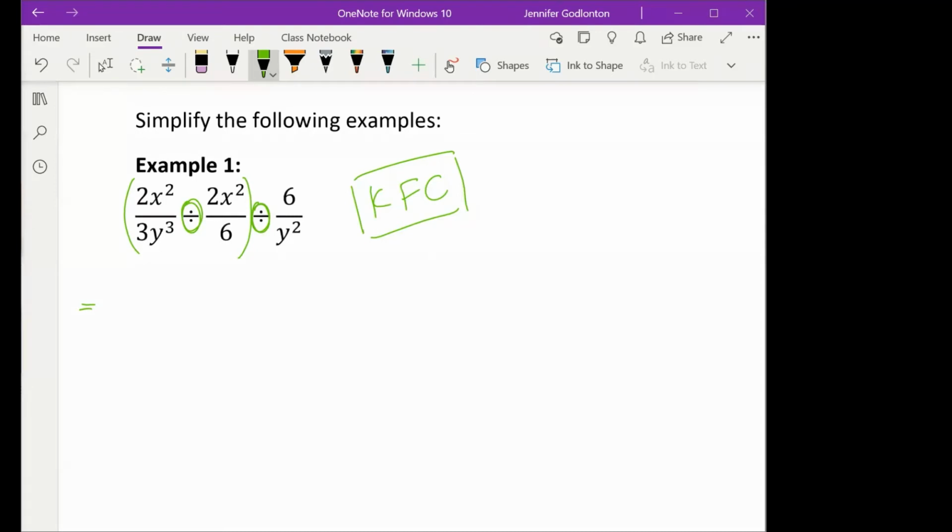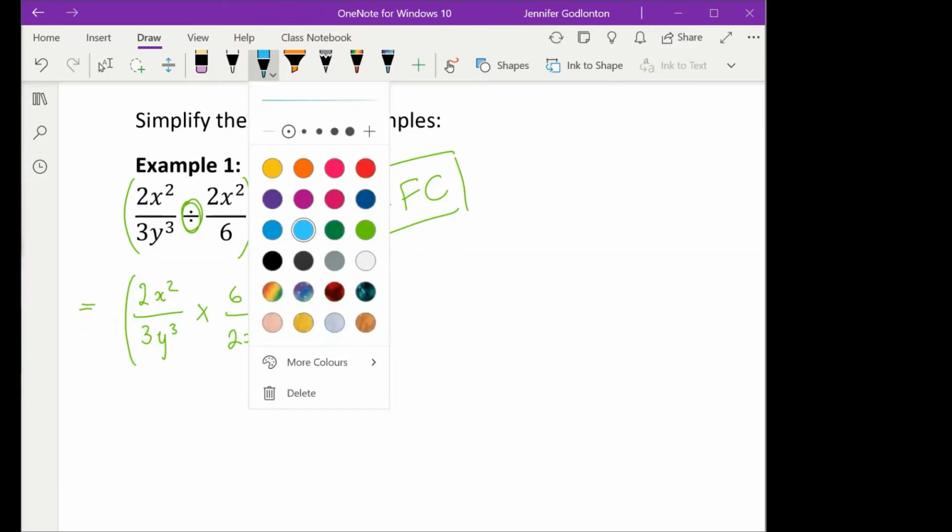Okay, so those of you who are just carrying on working, that's fine. Those of you who are struggling a little bit, I'm just going to talk you through what this next step looks like. So if we kept it with our brackets, we're going to have 2x squared over 3y cubed. And we keep the first fraction, we flip the second fraction, and we change the sign. Okay, so that's if we had our brackets.